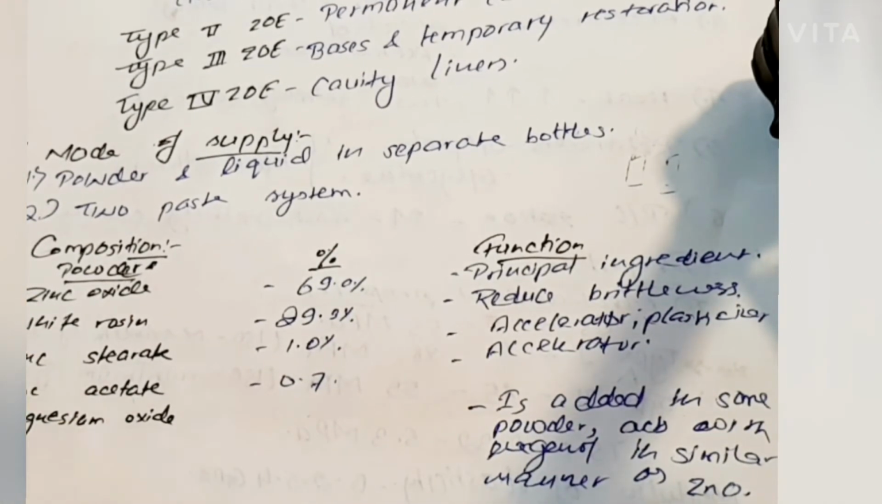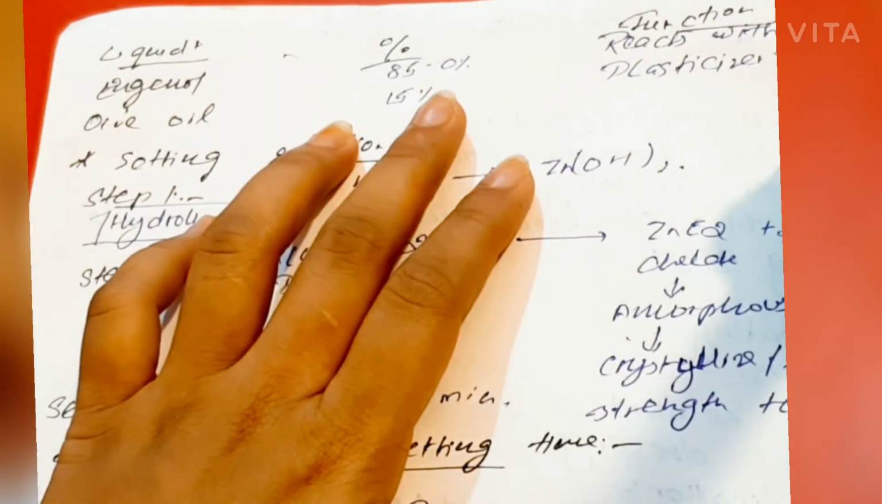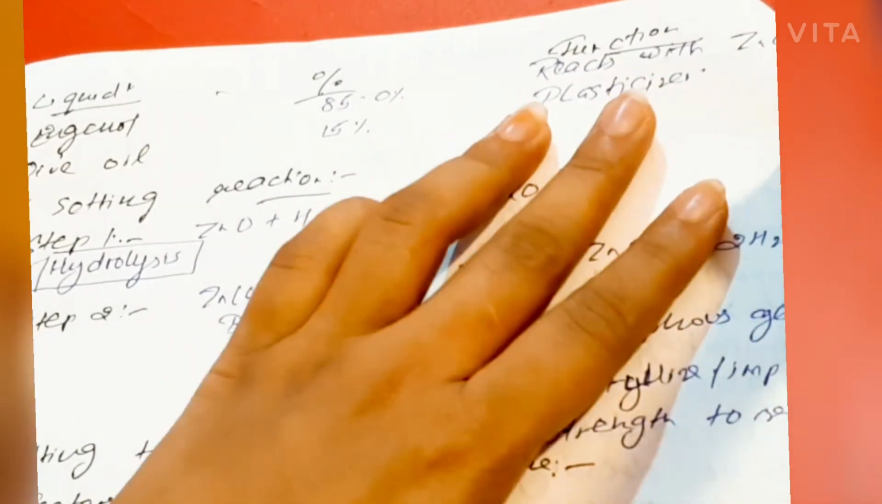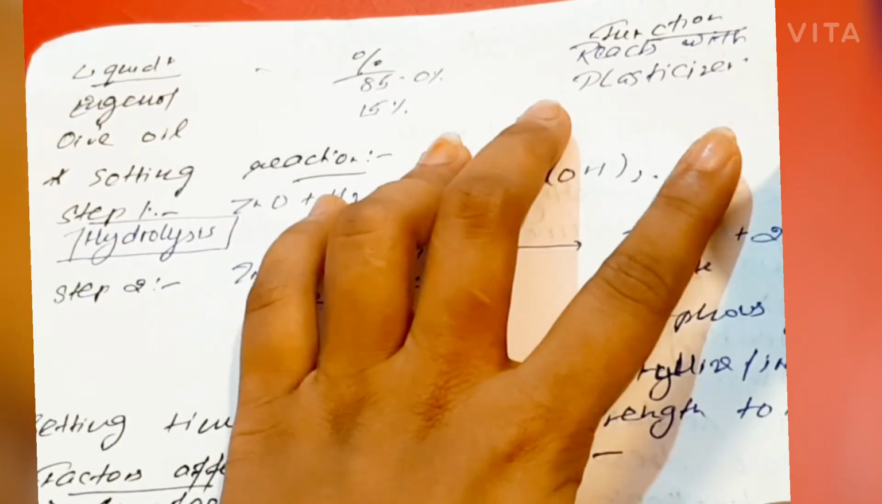Now the liquid content. The eugenol is used in the amount of 85%, and it reacts with ZnO. Now the olive oil is used in the amount of 15%, and it is used as a plasticizer.